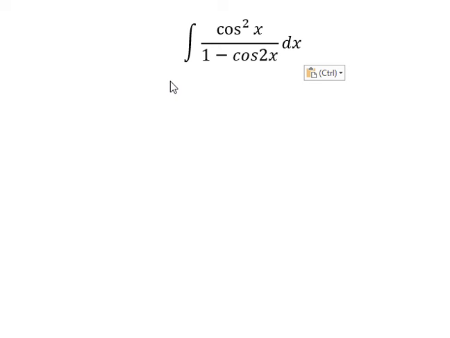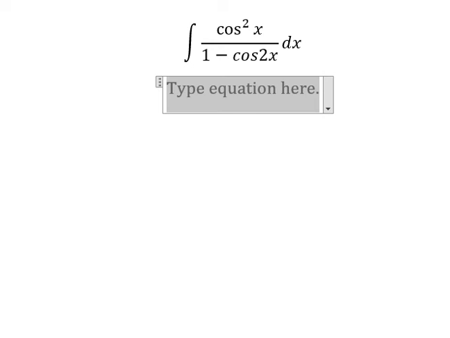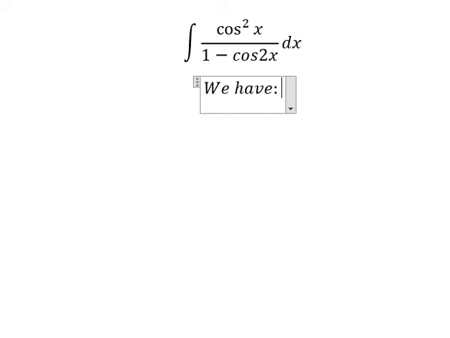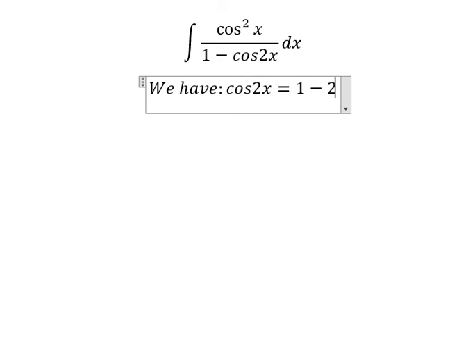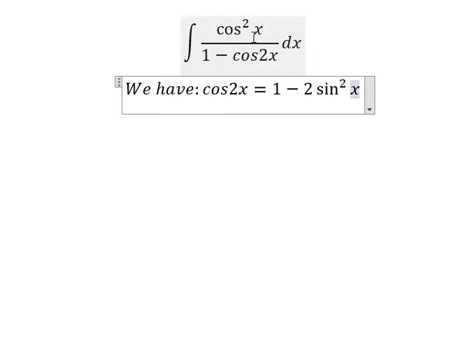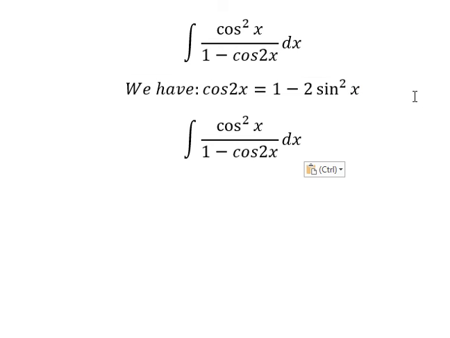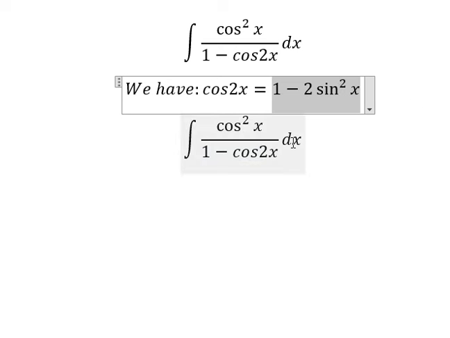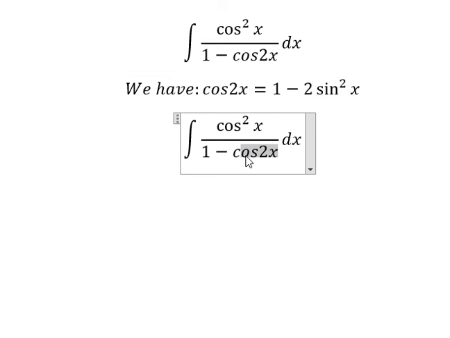The topic today is about integration. So now I will show you how to answer. We have the formula in here. That's about cosine 2x equals 1 minus 2 sine x squared. So I will put this one to change cosine 2x.